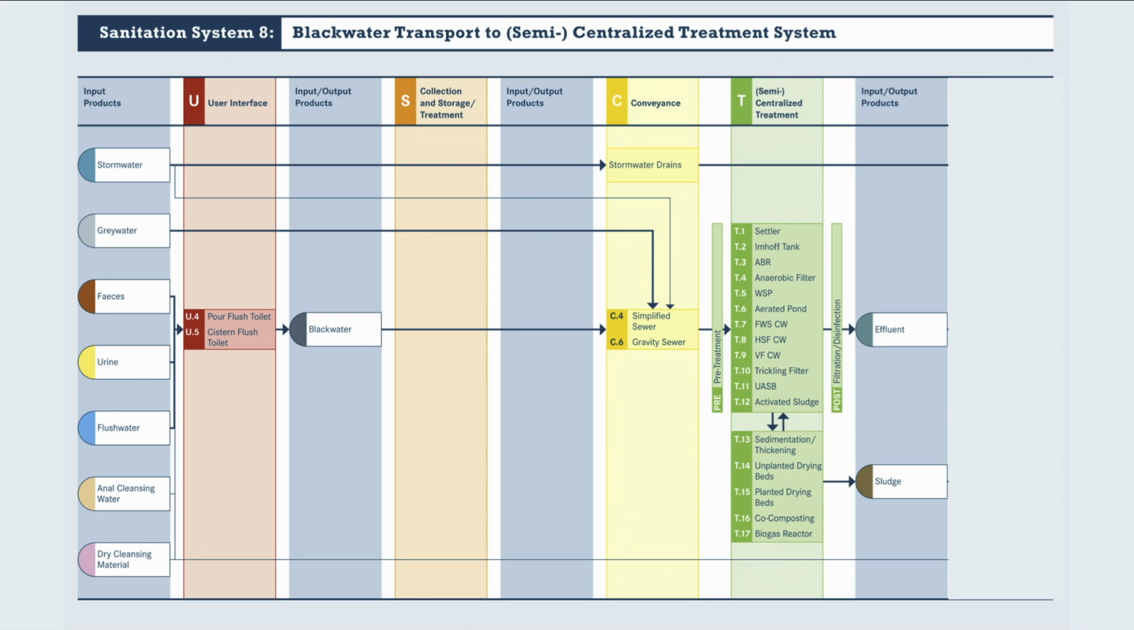Effluent that is destined for discharge into the environment could require some sort of post-treatment. This would ensure that the levels of pathogens, nutrients, or other constituents do not exceed environmental limits for the discharge.